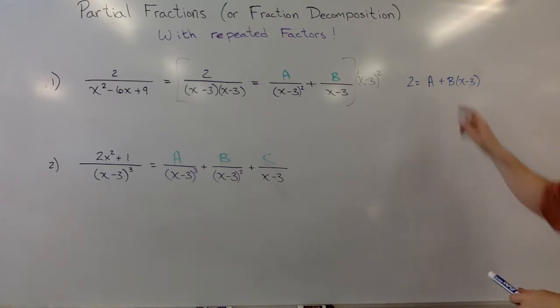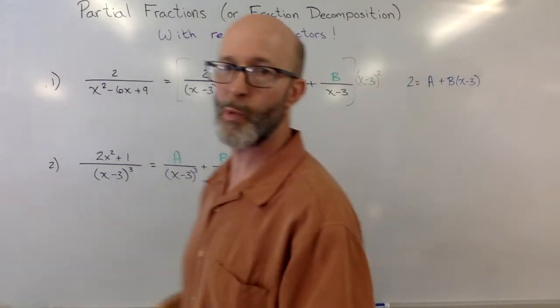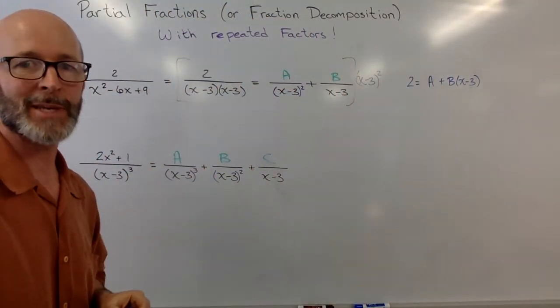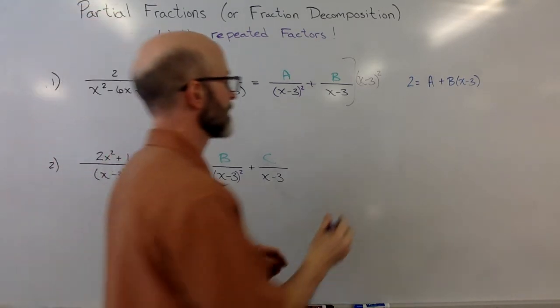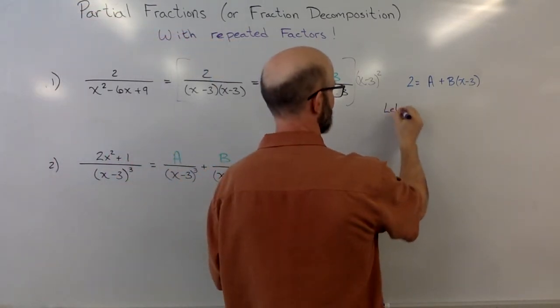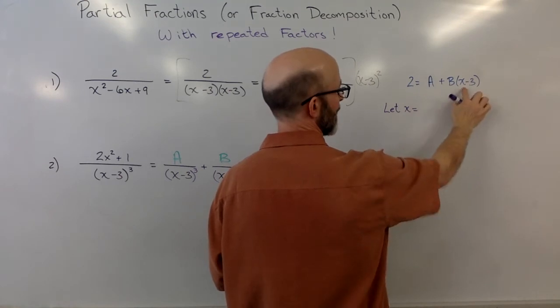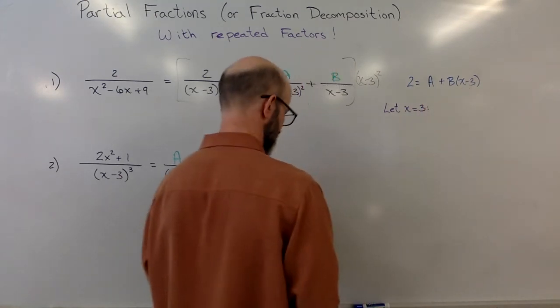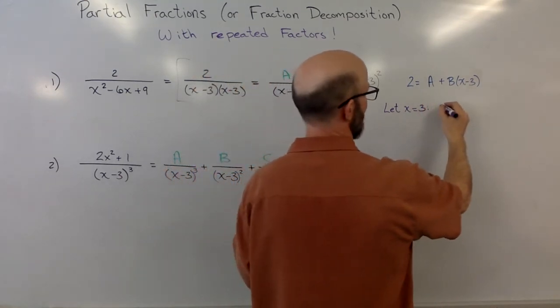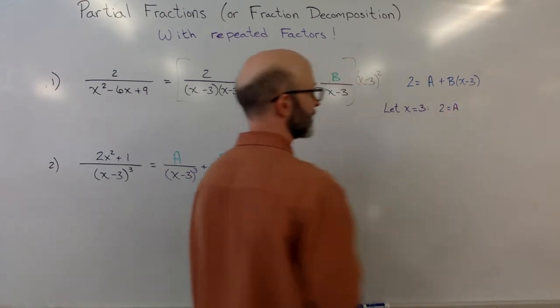So now I've got a statement here. I'm going to have to be really choosy about what I pick to let x be equal to. I can start off by saying, let x equal, I don't know, 3. That should make this pretty easy to solve. I get 2 equals A. Yay.